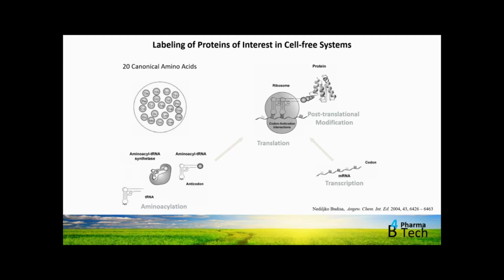Now, as I've been explaining so far, we produce the proteins based on 20 canonical amino acids, which are typically pre-charged. So the aminoacyl-tRNA synthetase pre-charges the tRNA, and these are then subsequently introduced into the protein of interest on the ribosome.